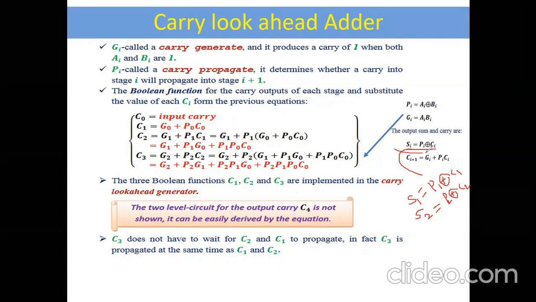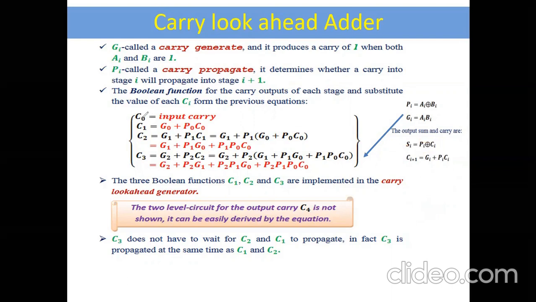Now we can find the sum using this equation. Our aim is to reduce the disadvantage of the 4-bit parallel adder, that is, the second full adder has to wait for the carry from the first full adder. So we have to make the design modification in the carry only. That's why here we derive the carry equations.